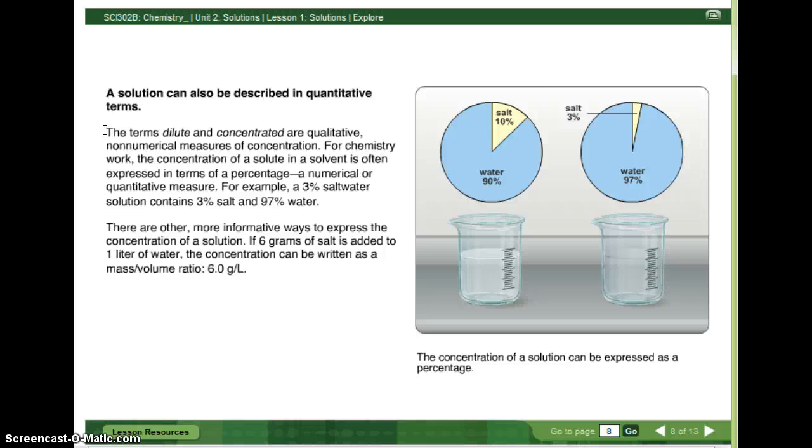There are other more informative ways to express the concentration of a solution. If 6 grams of salt is added to 1 liter of water, the concentration can be written as a mass to volume ratio, 6 grams per 1 liter. So in other words, they took 1 liter of water and added 6 grams, so they call it 6 grams per liter. Or another way you can do it is by percents. Either way, you're using numbers, so it's a quantitative representation of concentration.